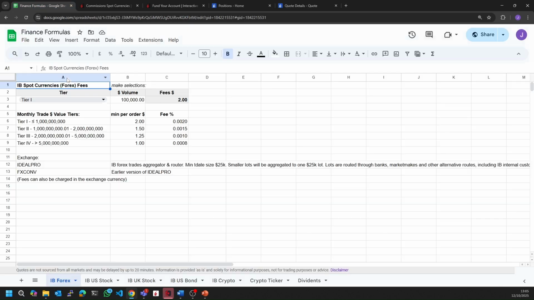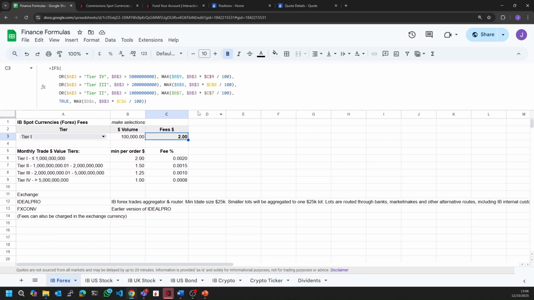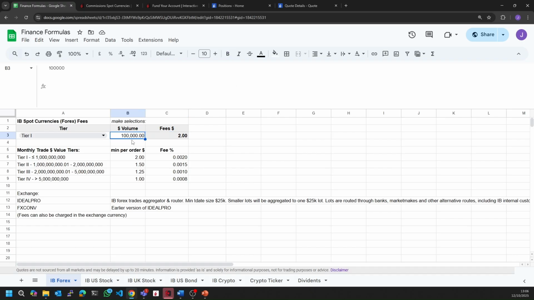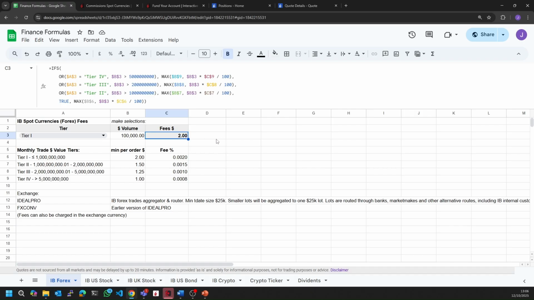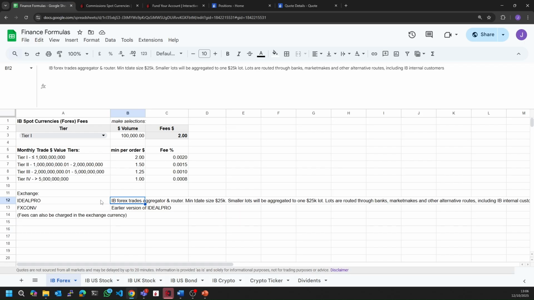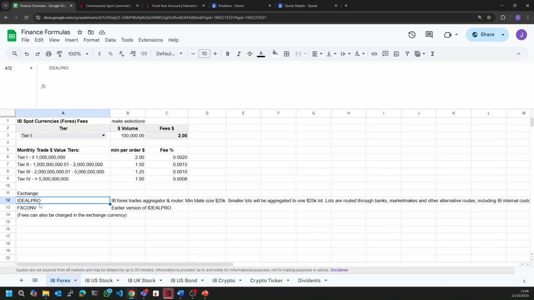Also here I just created an Excel Google Sheet spreadsheet with different tiers. The formula is not so complicated, just how to calculate how much it will cost. But again, you see for $100,000 volume you will pay $2, and if it is more than $100,000, the commission will be just 0.002%.